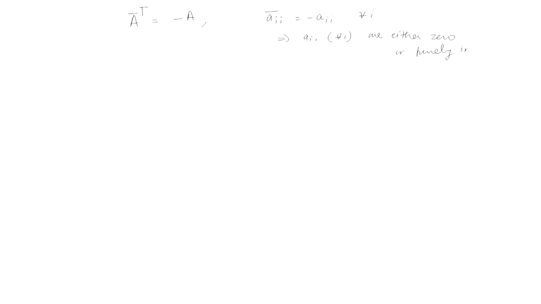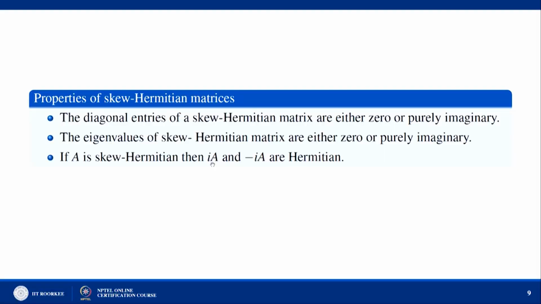This is the first property for a skew Hermitian matrix. The second property is that all eigenvalues of the skew Hermitian matrices are either 0 or purely imaginary. The proof we can easily obtain, following the same as we did for a skew symmetric matrix. Next is, if A is a skew Hermitian matrix, then iota A and minus iota A are Hermitian. So, this is easy to show.